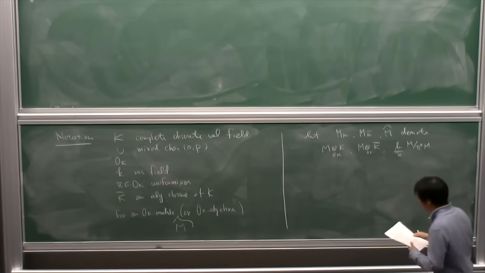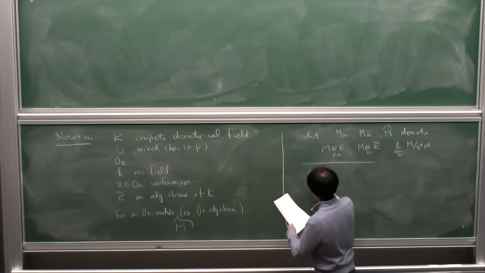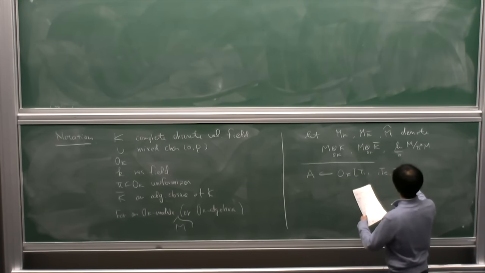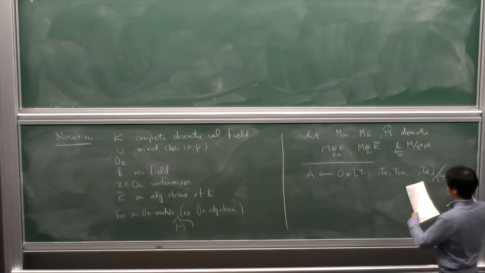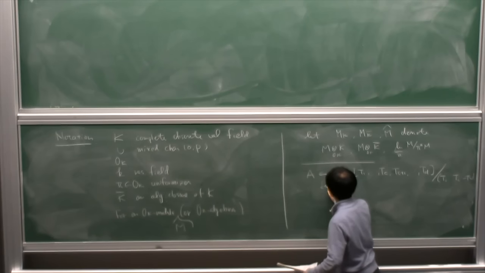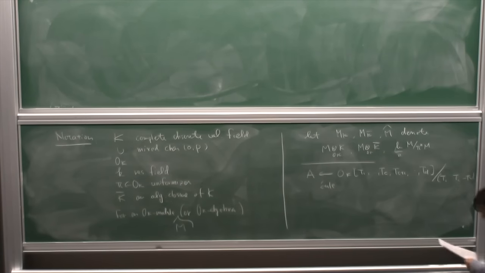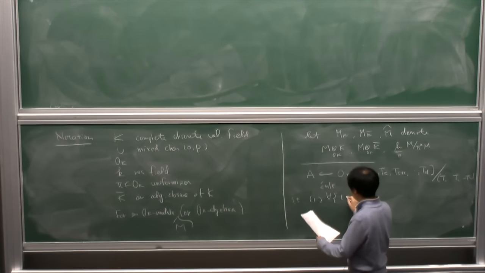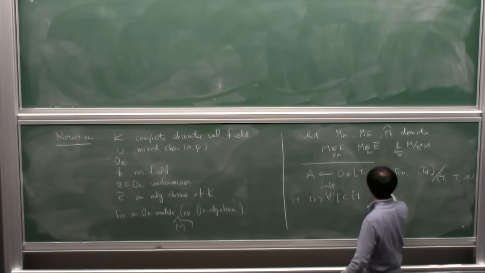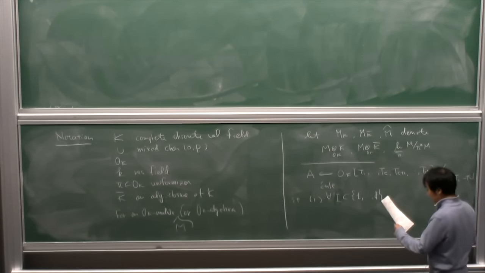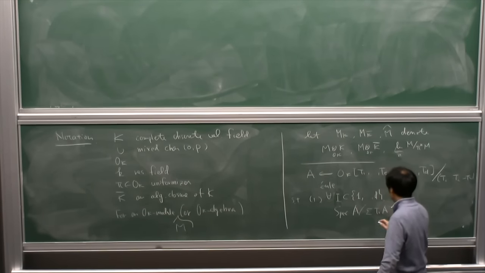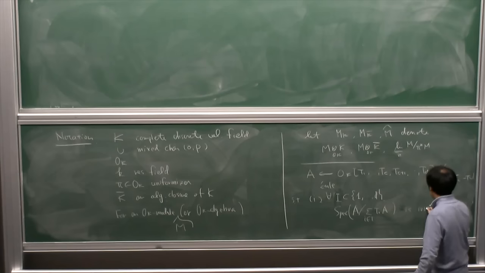Throughout this talk, I will consider the following algebra, a semi-stable algebra over O_K, and assume some two smallness conditions. The first condition is that for any index set of these coordinates, the closed subscheme defined by the ideal generated by the T_i with i in I is irreducible or empty.